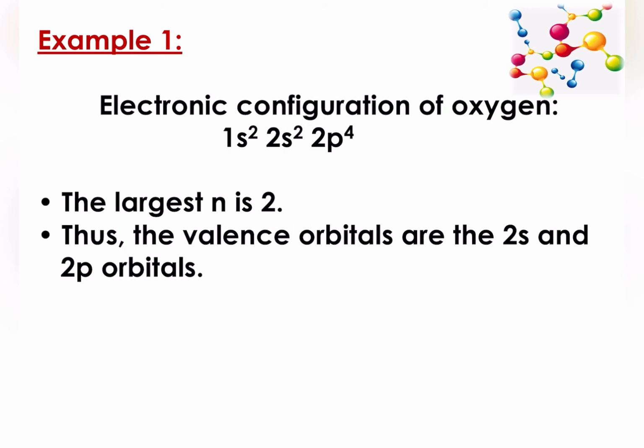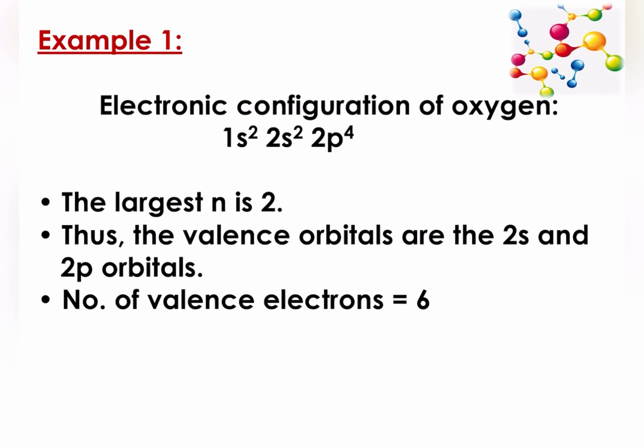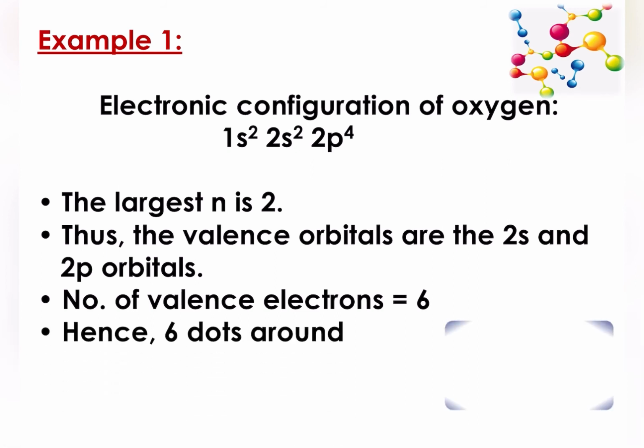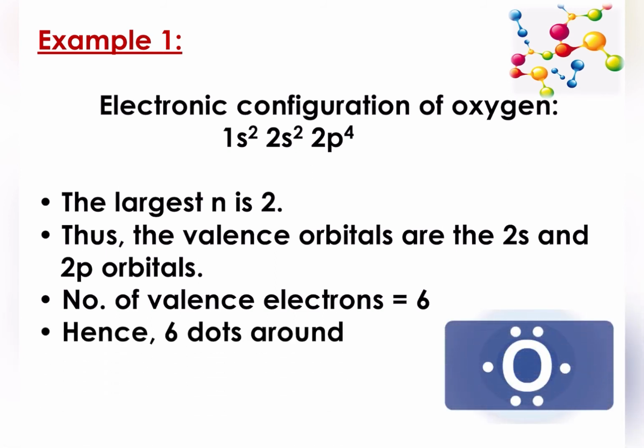And you know that in the 2s and 2p orbitals, the total number of electrons as your valence electrons is 6. So 6 dots around the oxygen. So how you write it down, you will put the atomic symbol for oxygen, which is capital O, and there will be 6 dots around the element symbol. So that's how you write the Lewis dot symbol for the element.